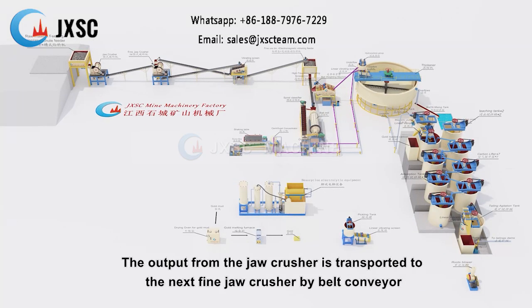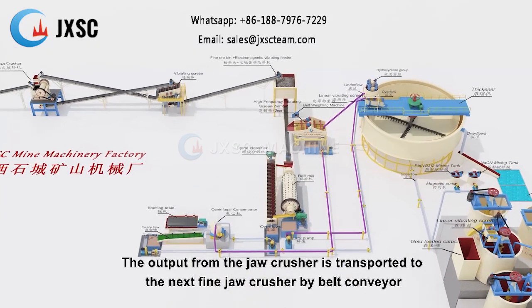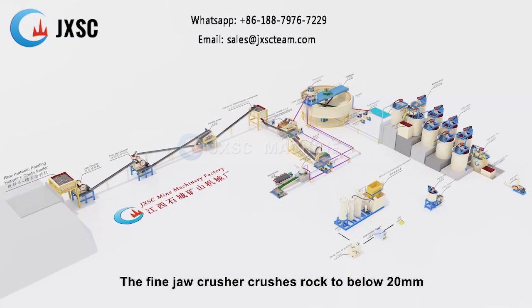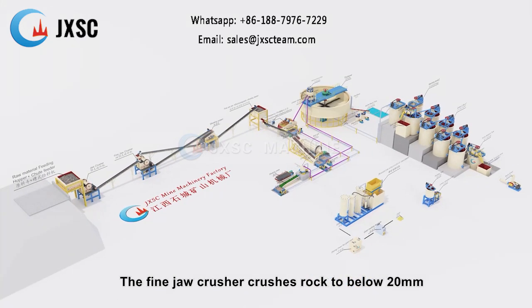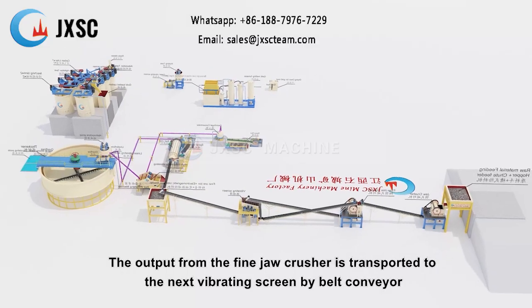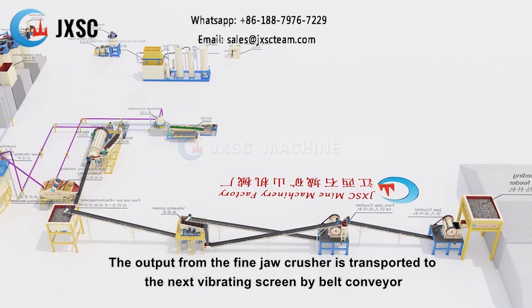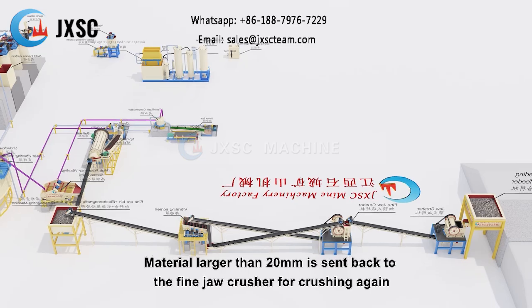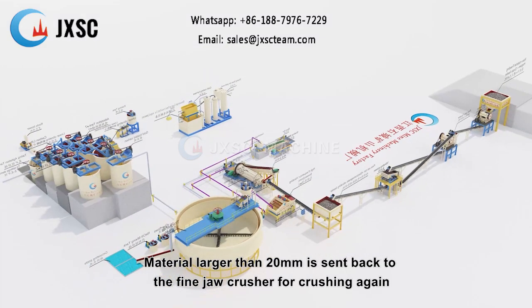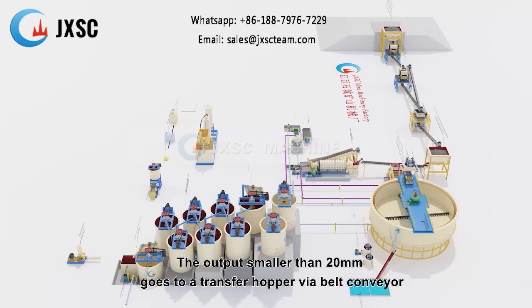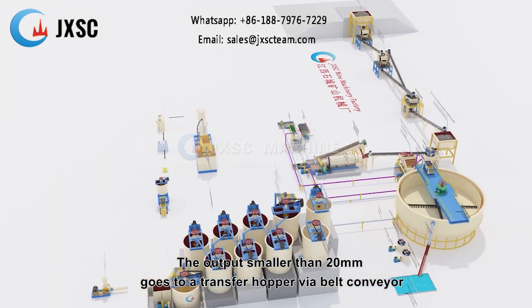The output from the jaw crusher is transported to the next fine jaw crusher by belt conveyor. The fine jaw crusher crushes rock to below 20 millimeters. The output from the fine jaw crusher is transported to the next vibrating screen by belt conveyor. Material larger than 20 millimeters is sent back to the fine jaw crusher for crushing again. The output smaller than 20 millimeters goes to a transfer hopper via belt conveyor.